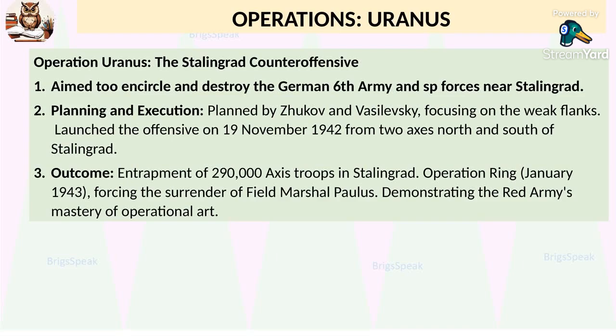By February 1943, the Soviet victory was complete with the surrender of Field Marshal Paulus, marking a decisive shift in the Eastern Front and demonstrating the Red Army's growing mastery of operational art.